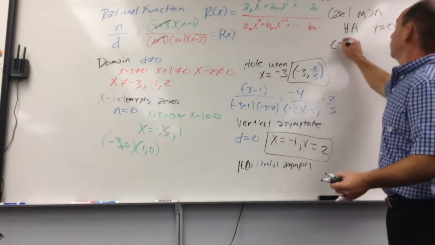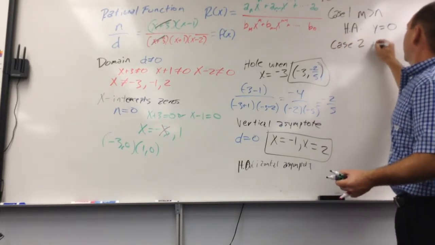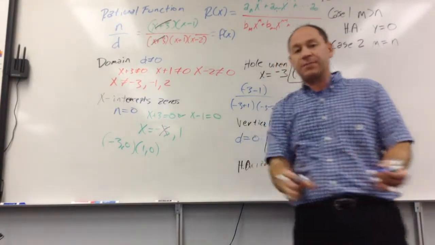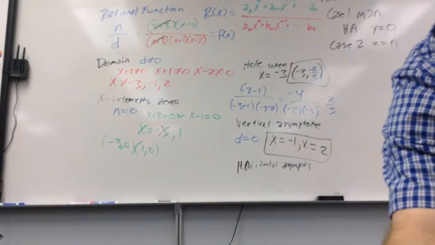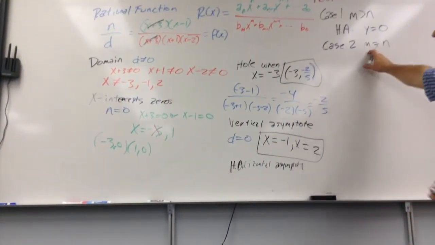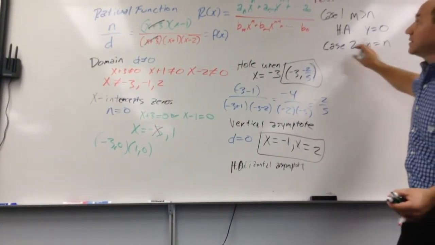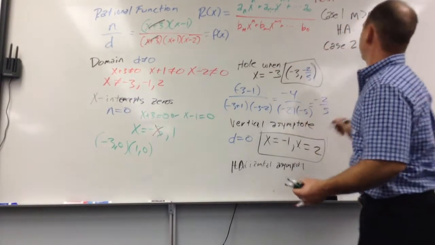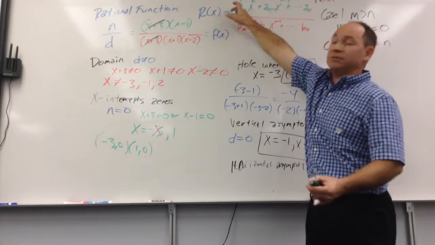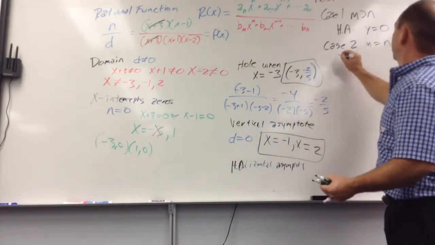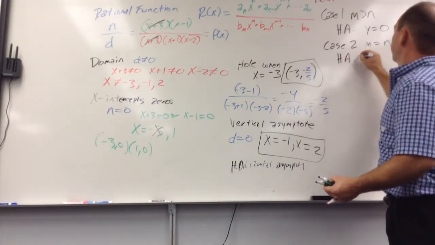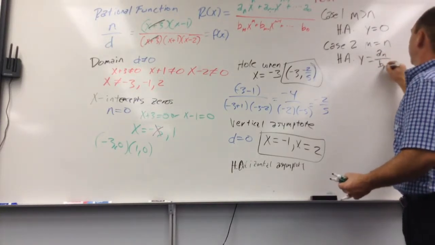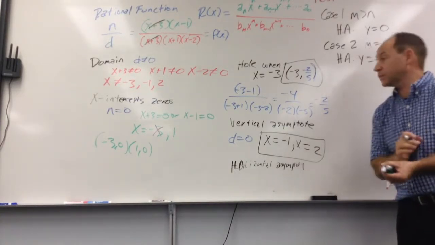There's case 2, and that's when they're both the same. Now the numerator and denominator have the same power. If they have the same power, that means there's just as much power up there as down there, and so that's all going to reduce to what's this coefficient and what's that coefficient. There's a horizontal asymptote when y equals the ratio of the leading coefficients. You just divide the leading coefficients and that's where it's going to be.